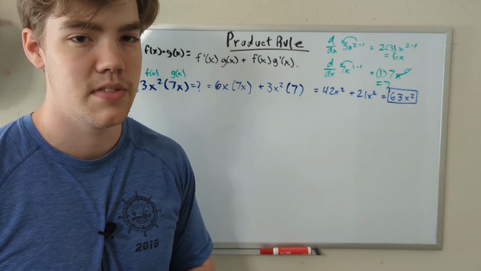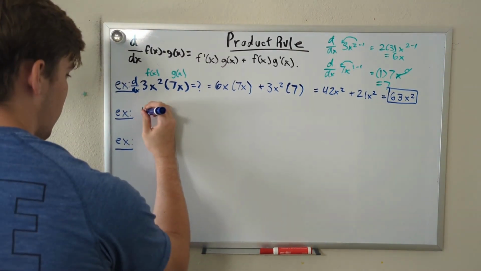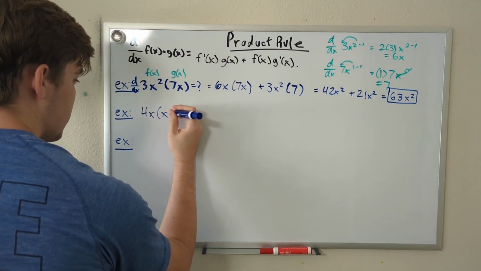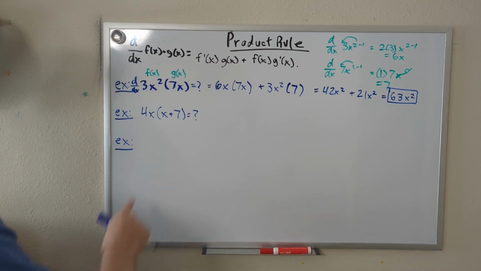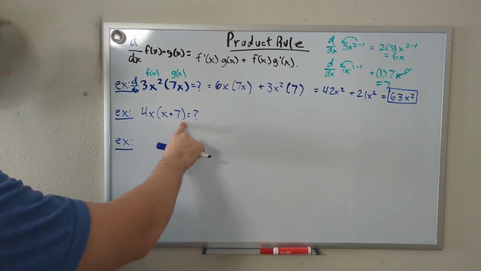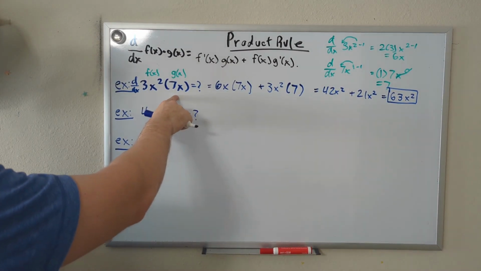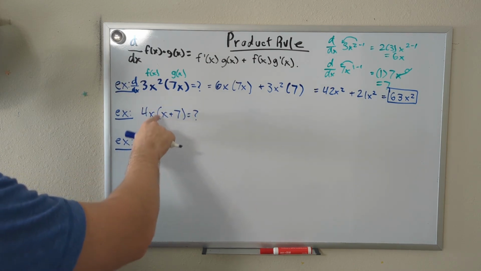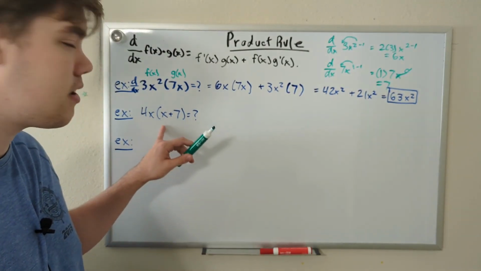Let's do 2 more examples for this video. Next we have the example 4x times x plus 7. And you'll notice that this example is slightly different because in the parentheses we have x plus 7 instead of something like 7x or something similar where we have a coefficient attached to x. We can still apply the product rule to this.